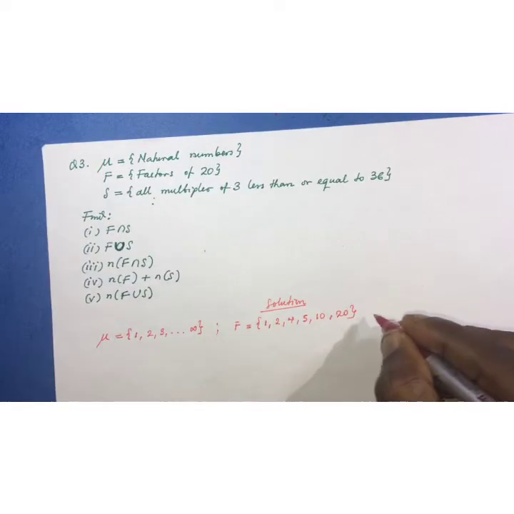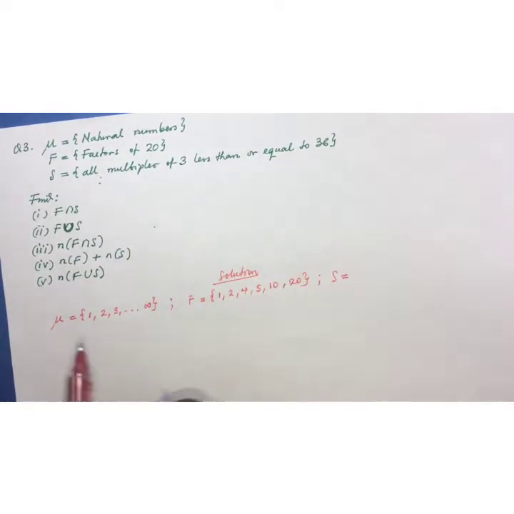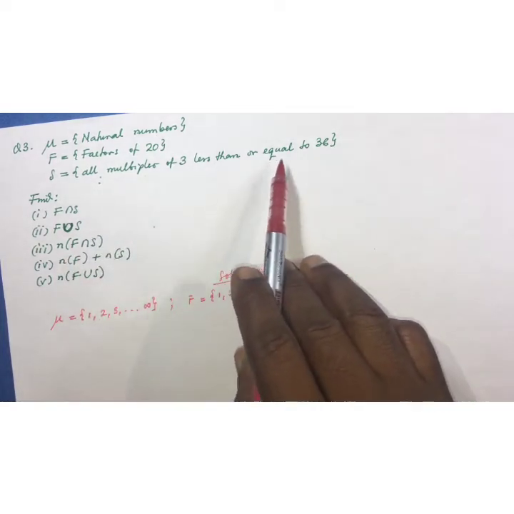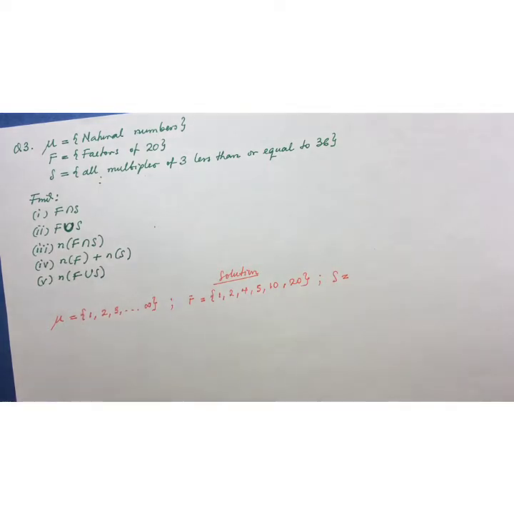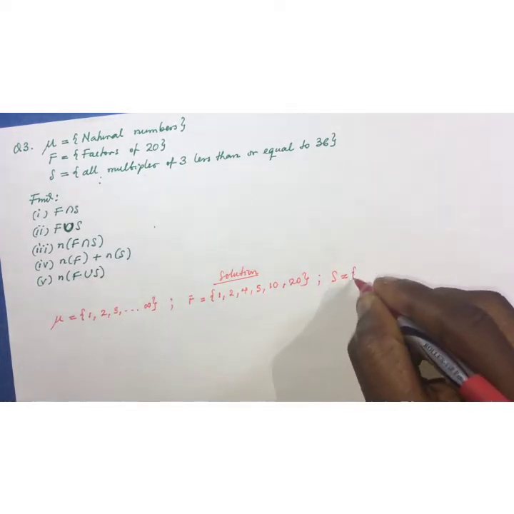Okay. Now the next will be to write out S, the set S. We are told the set S is the set of all multiples of 3 less than or equal to 36. So the multiples of 3 will give you those numbers that are formed by multiplying 3 with the positive integers. Okay, so of course 3 is a multiple of itself.